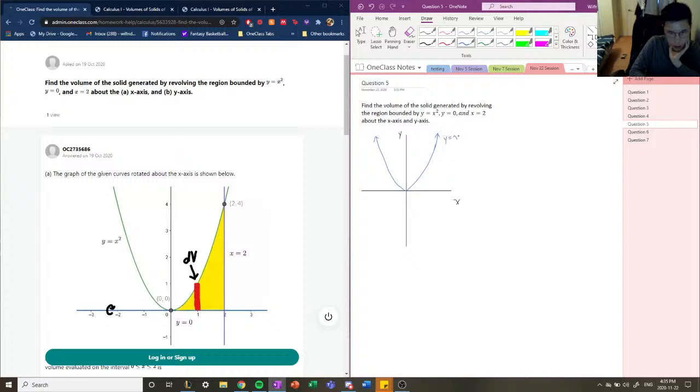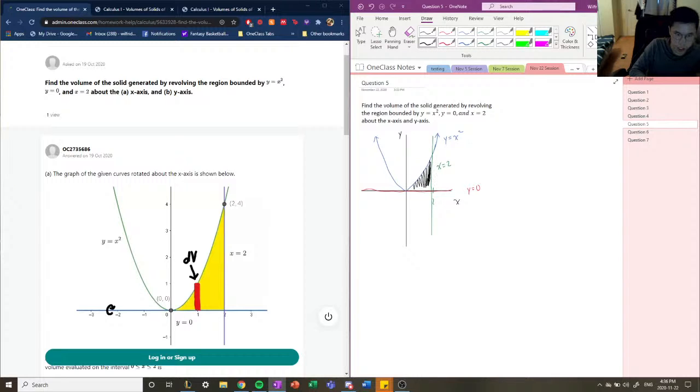Y equals x squared. So the region is bounded by y equals 0, so this red line here. So y equals 0. And it's also bounded by x equals 2. So let's say that 2 is here. So it's bounded by this line, x equals 2. Okay, so this is the region that we're looking at right here.